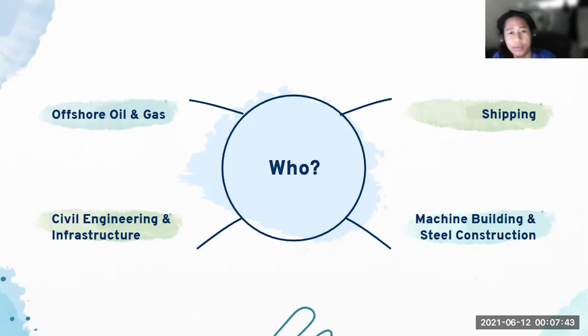Third, civil engineering and infrastructure also use this NDT technique. And lastly, machine building and steel construction. For machine building and steel construction, they will use it to maintain their equipment in good condition. Also, at the end of production, they will check the quality using this NDT technique. I think that's all from me. Thank you.